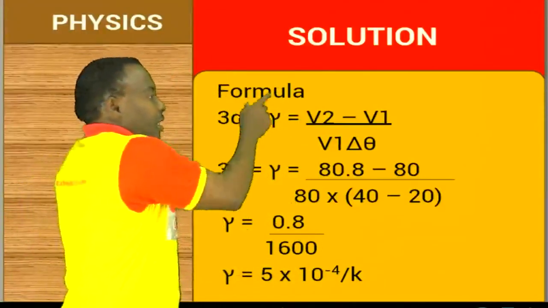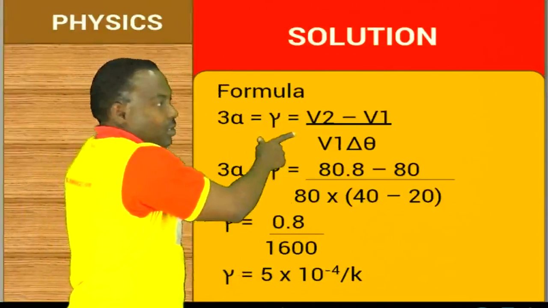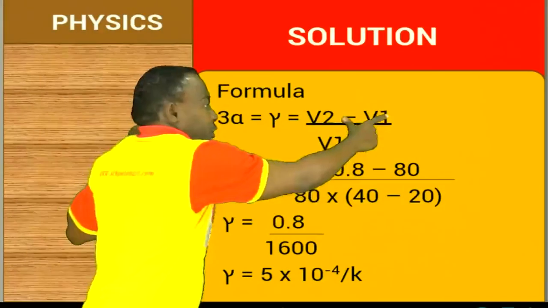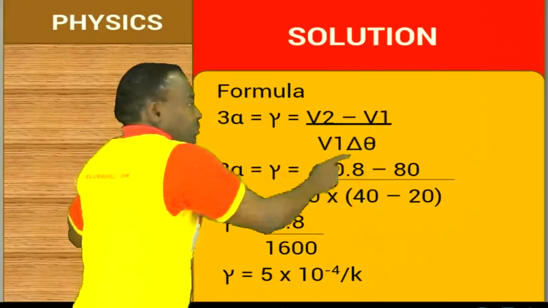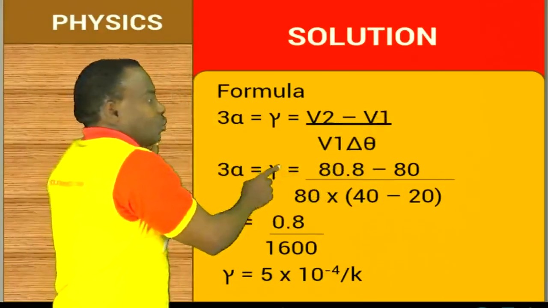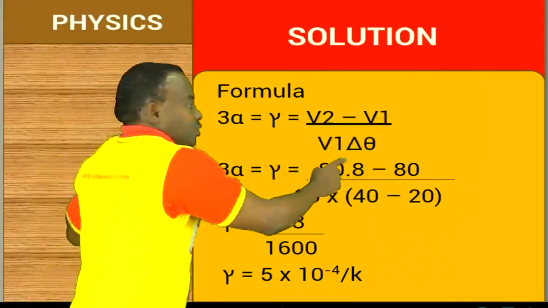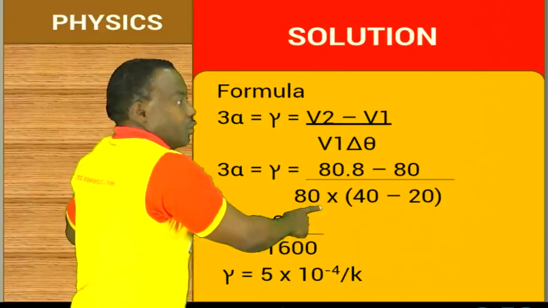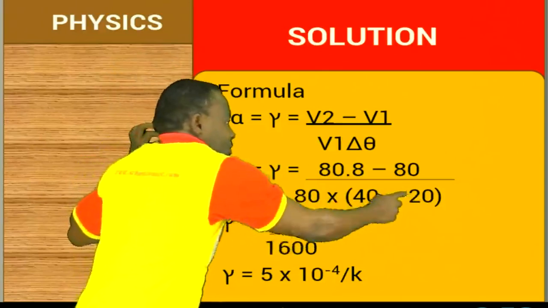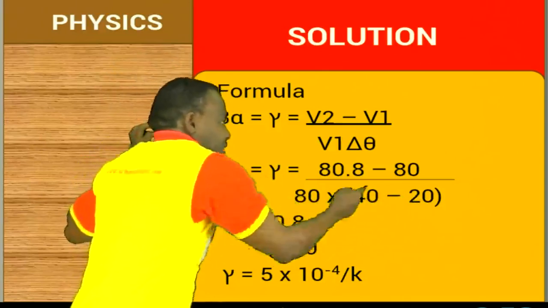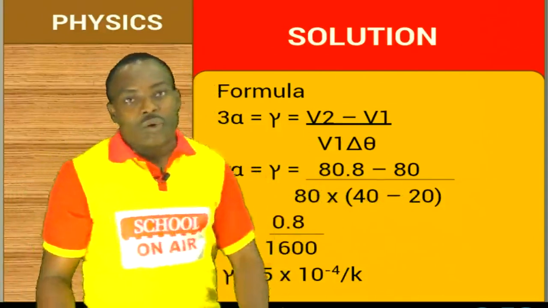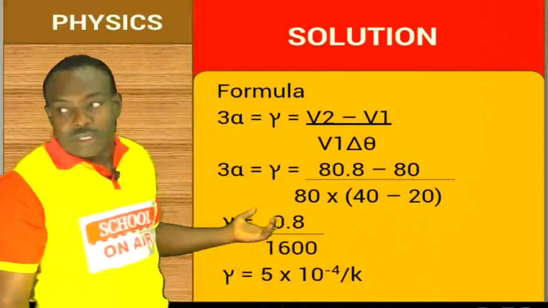You are having the formula 3 alpha, which is the same thing as gamma, the cubical expansivity, equals change in volume over original volume times rise in temperature. 3 alpha equals what? Gamma, which is, we substitute the values from our question, and this was the old volume times rise in temperature, 40 minus 20, final minus initial. When you work this one out on the calculator, this is what you are going to have as your answer.